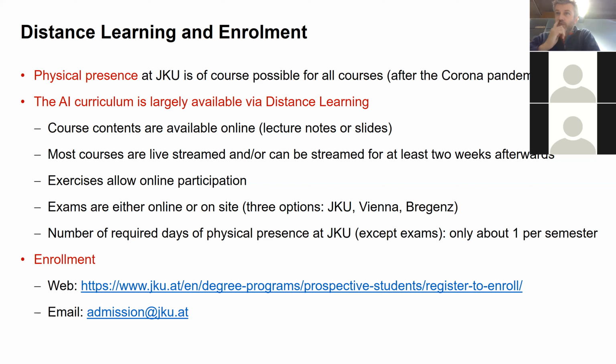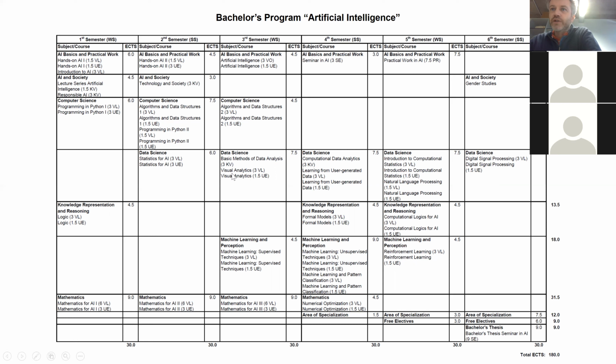In AI and society, as I mentioned earlier, you get a broader view about responsible AI and the impact of technology and AI onto society. In our computer science subjects, as I said, you will learn programming in Python and algorithms and data structures, which are standard computer science topics. Then we have a big subject here in data science. You will learn about statistics, visual analytics, learning from user-generated data, so from large data sets created by users themselves, and more statistics, natural language processing, which is a very important field in AI, and some digital signal processing.